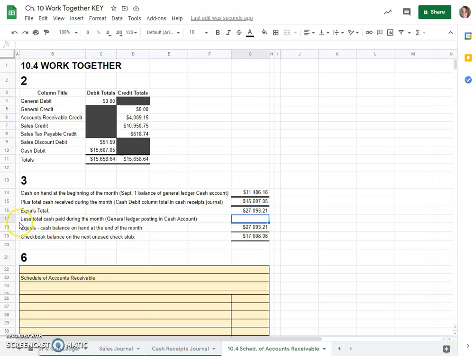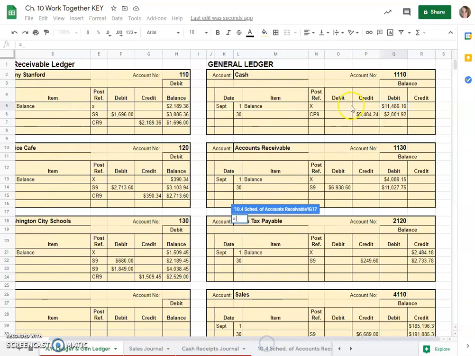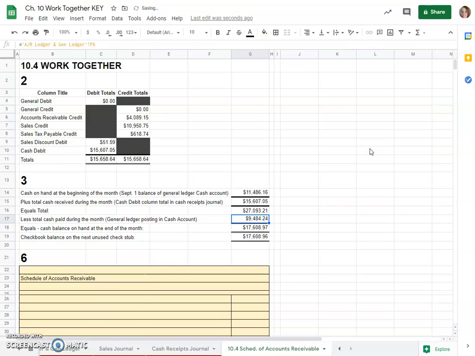Now we're going to do less total cash, which means subtract, total cash paid during the month. So general ledger posting in the cash account. So we'll go to equals, general ledger, cash, credit, cash paid during the month, enter, and cash on hand at the end of the month.